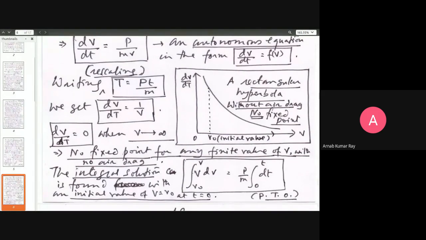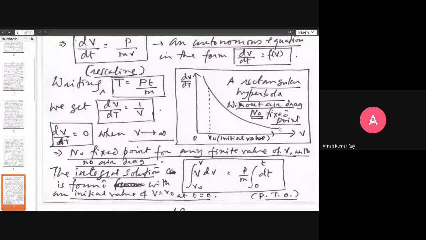So this is a rectangular hyperbola without air drag. And as you can see, only when v goes to infinity will dv/dt go to 0. So there is no finite value of v at which this function will intersect this horizontal axis. Now, I hope you do remember from our discussion of these phase plots that if you plot x dot is equal to f(x) on the x dot versus x graph, if x dot is equal to 0 at a finite value of x, you call that point a fixed point. And then you analyze the stability of that fixed point either by a diagram or by a linear stability analysis.